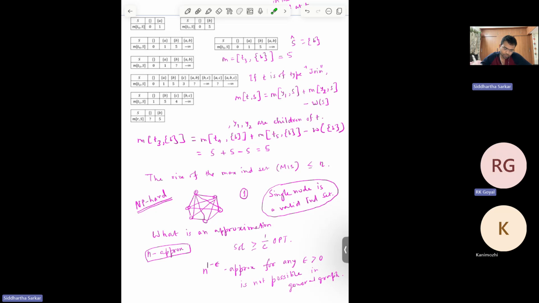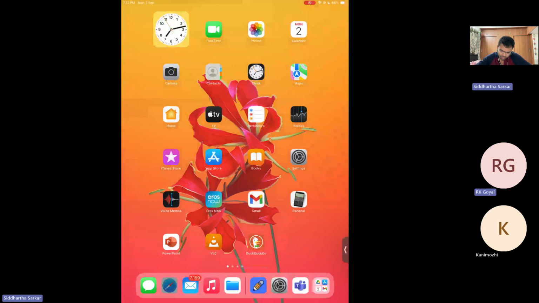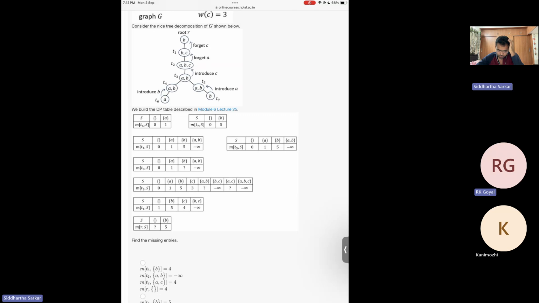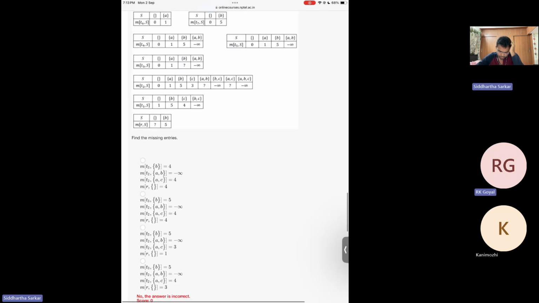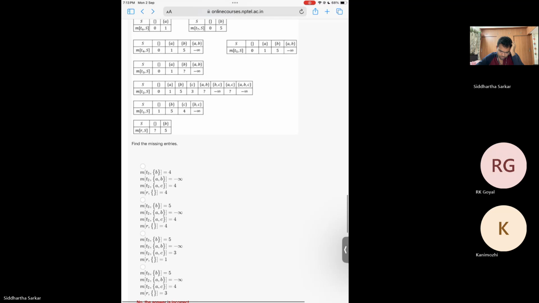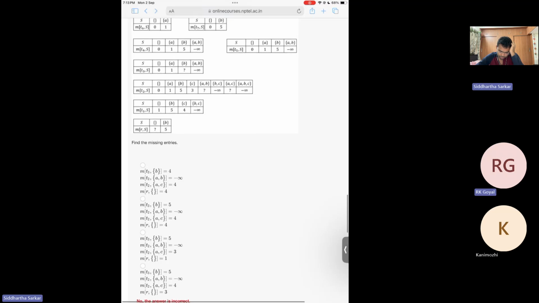So other entries can also be computed similarly. We have one more question, where we can see what the DP formulas are for introduce node and forget node. We have computed only one entry. We know that these two are the possibilities. Okay, one more question is left.